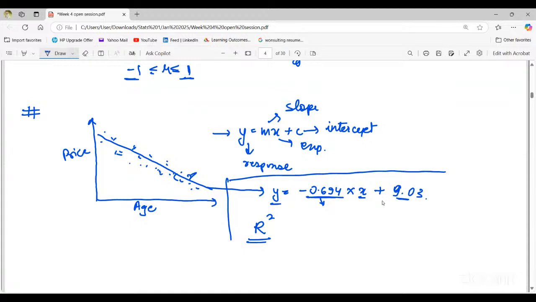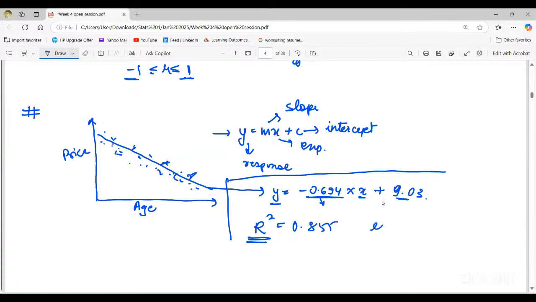Now I can calculate R square also. What is R square? R square is basically the goodness of fit, like how good a fit the line is here. If the points are really close to this line, right? Then this is a very good fit. You're understanding? So if I calculate the R square value, it comes to 0.855.